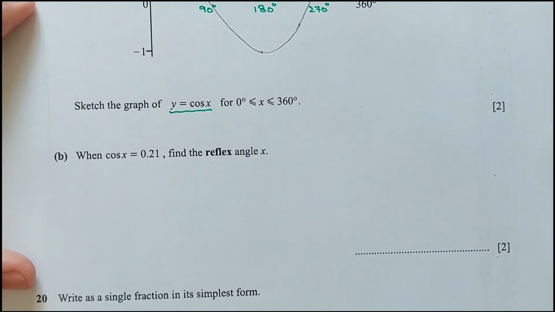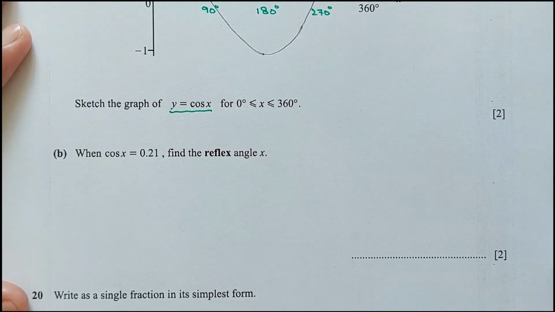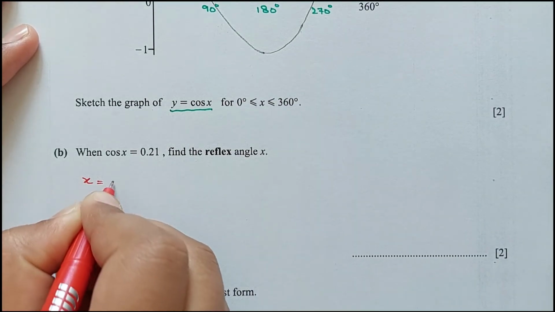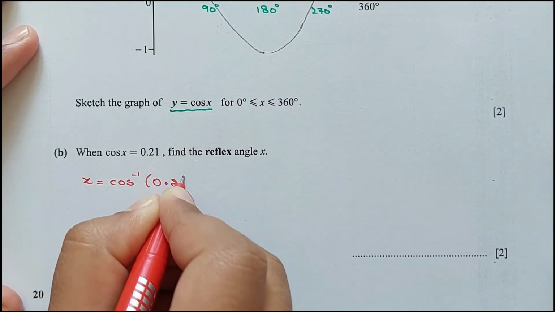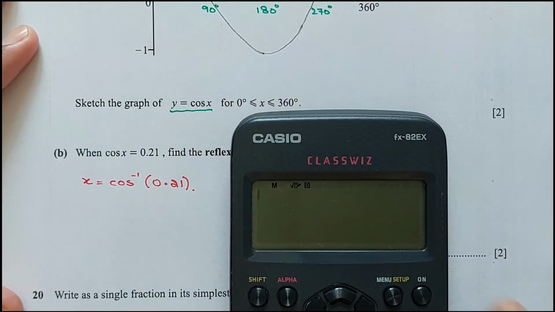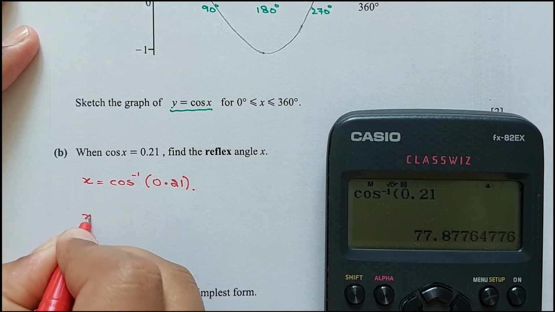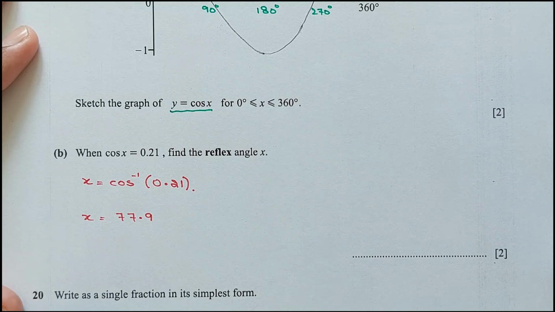Right. Now for part B, when cos x is equal to 0.21, find the reflex angle x. So we have to find the reflex angle. First solve for x, which is cos inverse of 0.21. Cos inverse 0.21 is 77.87, 77.9 we can say.